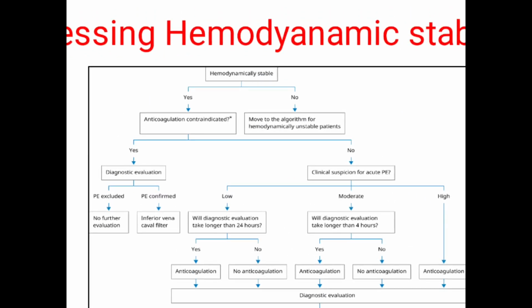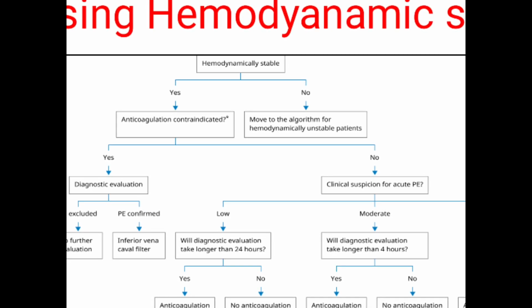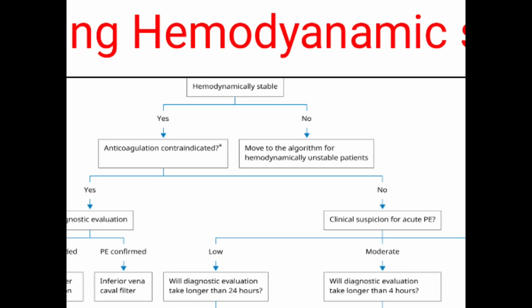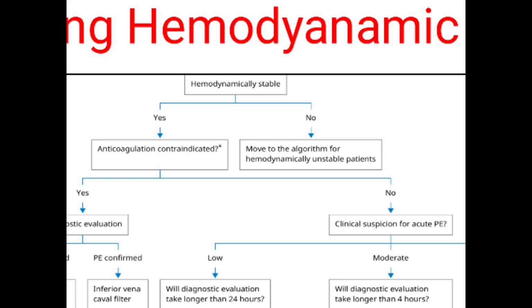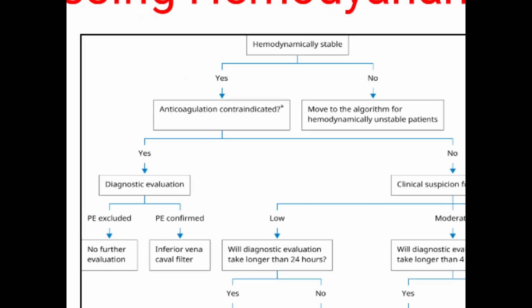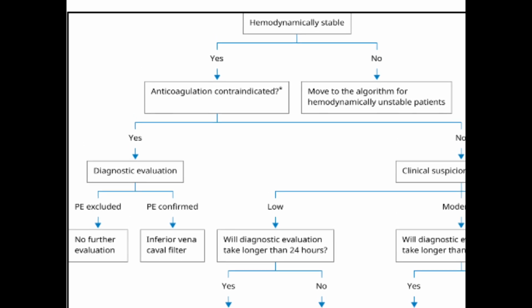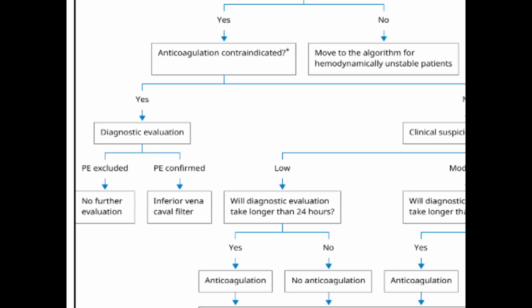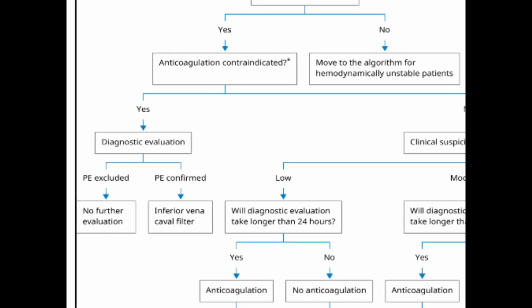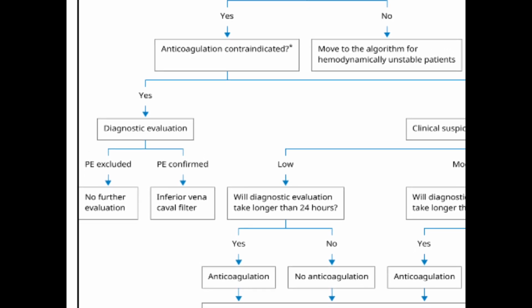How do we assess the hemodynamic stability? We just see whether the patient is hemodynamically stable or not. If the patient is hemodynamically stable, we have to think about anticoagulating such patients. If anticoagulation is contraindicated, then we use diagnostic evaluation, and we have to exclude the PE.